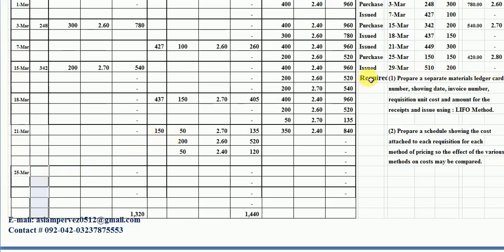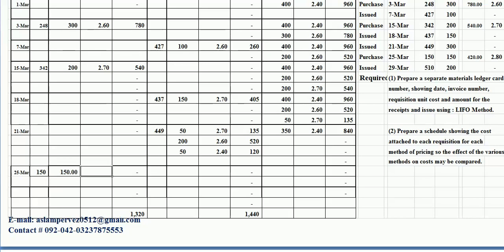Sorry, students. The acquisition number is 449, not 150. The purchasing invoice number is 150 here. The units purchased are 150 units.